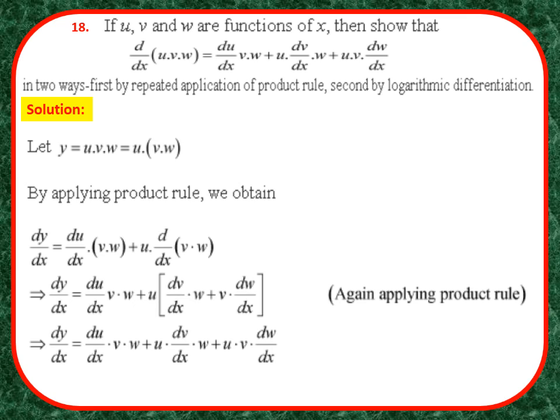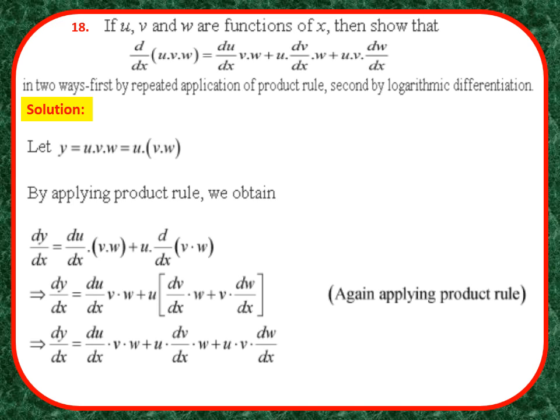Let y equal u v w. I am grouping v and w together; you can group u and v also. So u is the first function, v w is the second function. Now apply the product rule. So dy upon dx equals du upon dx, that is the differentiation of the first, multiplied by the second, here vw, plus the first, that is u, times the differentiation of the second, that is v into w. Now we have to differentiate v and w, which is again two functions. So d upon dx of v into w, we again apply the product rule.